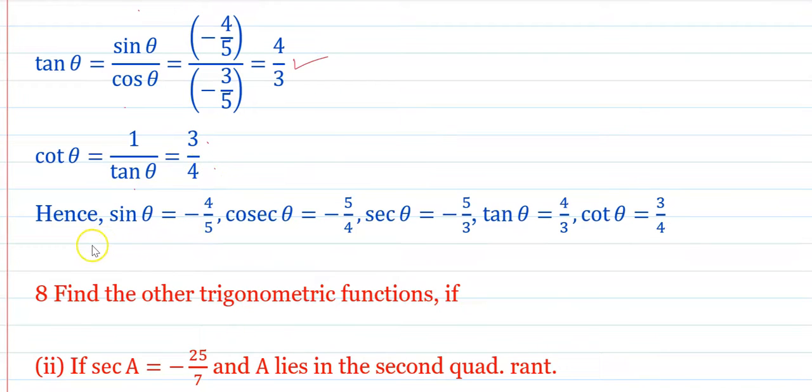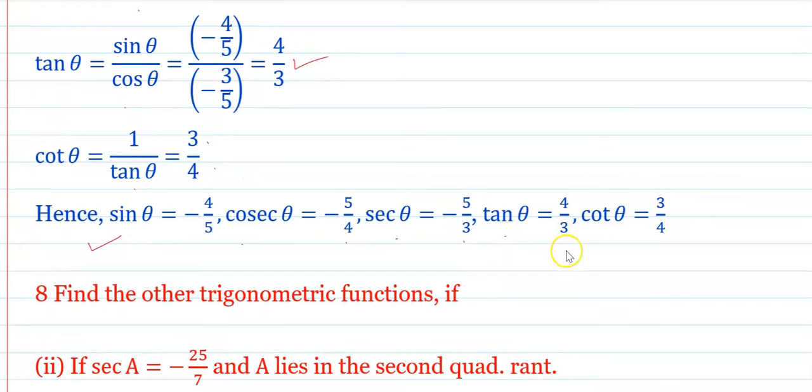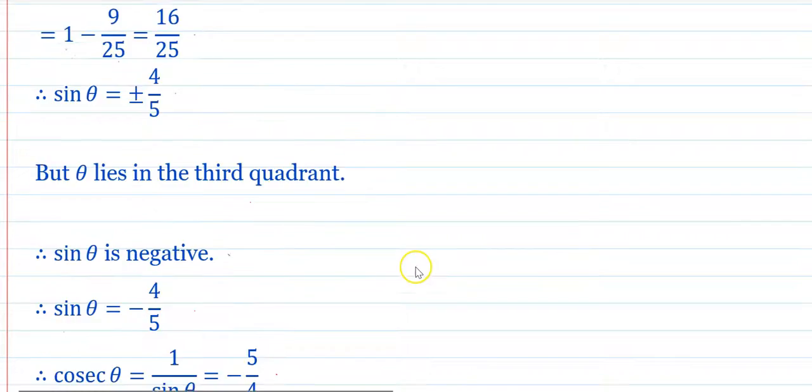And in this way, sin theta is minus 4 by 5, cosec theta minus 5 by 4, sec theta minus 5 by 3, tan theta 4 by 3, cot theta 3 by 4. In this way we can find it.